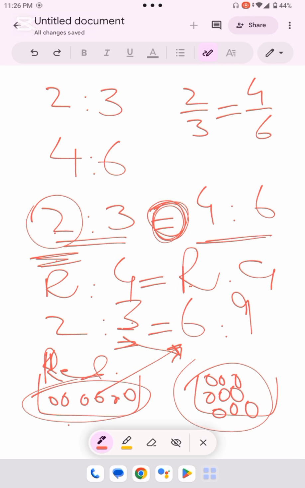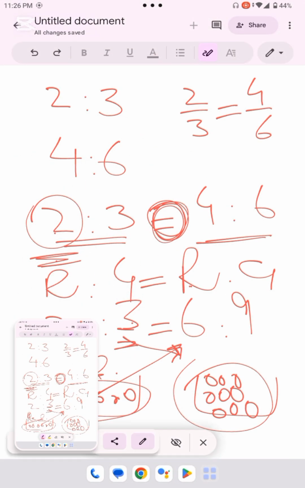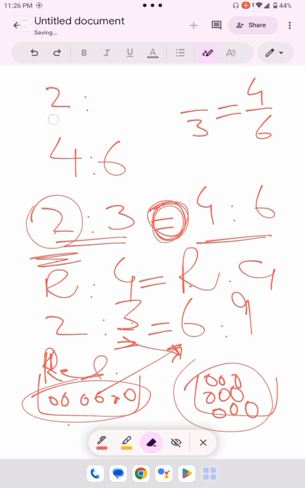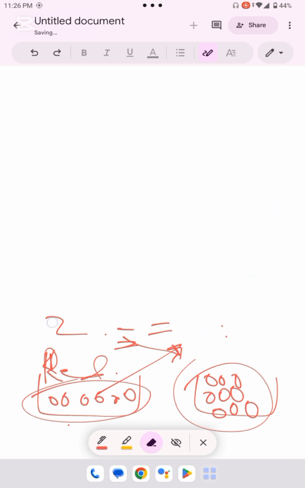Now the question is, how many types of proportion are there? So I will tell you, there are two types of proportions. The first one is direct proportion and the second one is inverse proportion. So the first topic is your ratios, and now the second topic that is the main concern of our today's video, that is proportion.